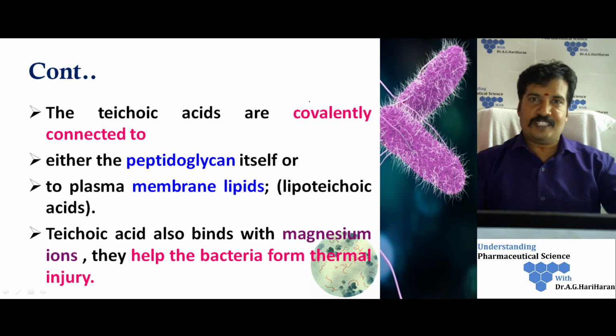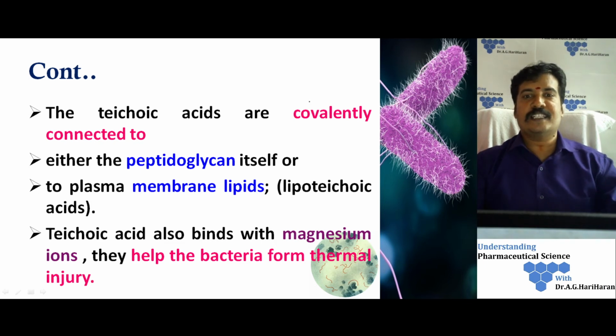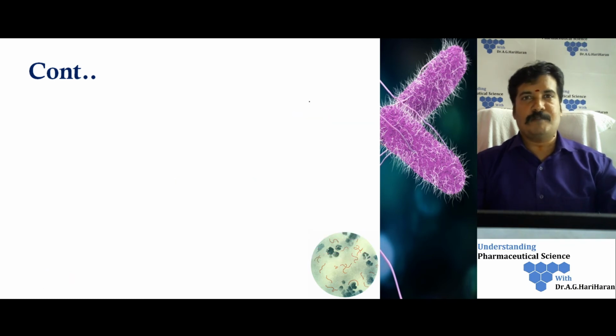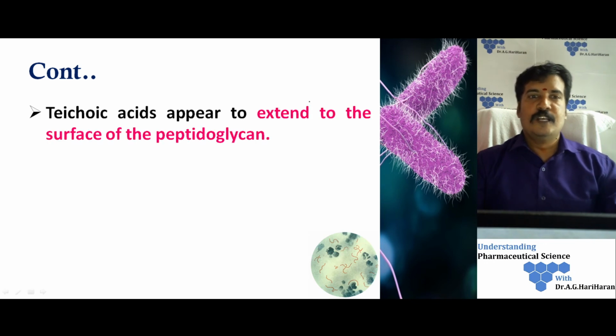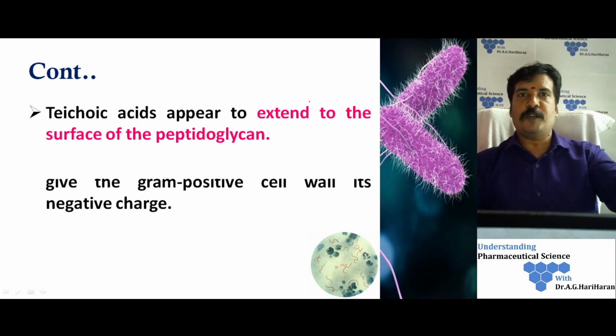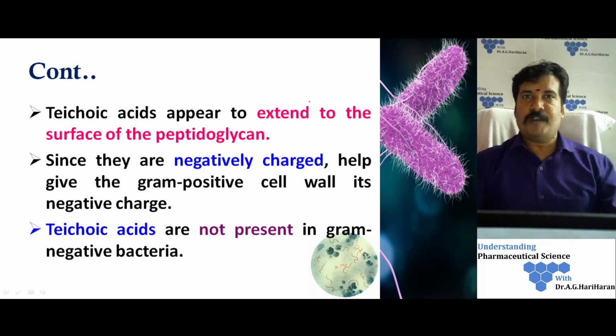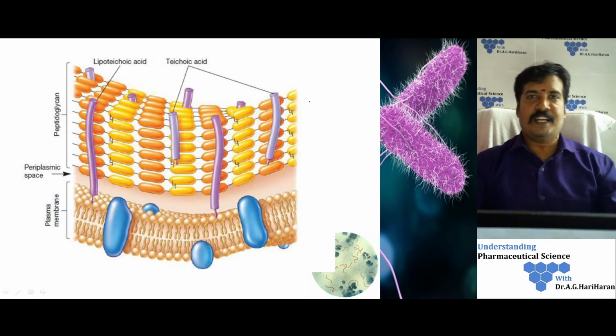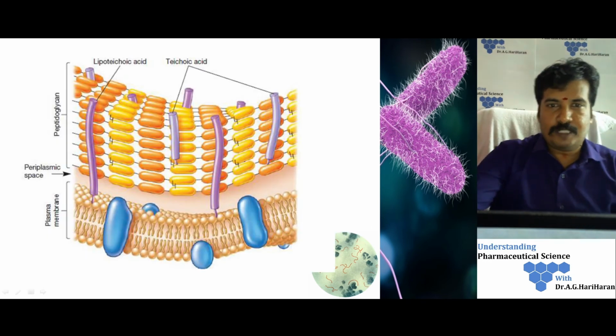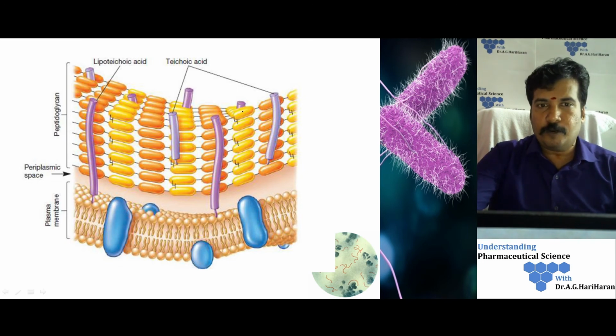The major function of teichoic acid is that it binds magnesium ions on its surface, and thereby it protects the bacteria from thermal injury. This teichoic acid, moreover, extends outside the surface of the peptidoglycan and provides a negative charge to the bacteria. So gram-positive bacteria show a negative charge because of the presence of teichoic acid, and it is completely absent in gram-negative bacteria. So if you see this picture, you can see that the peptidoglycan layer is there.